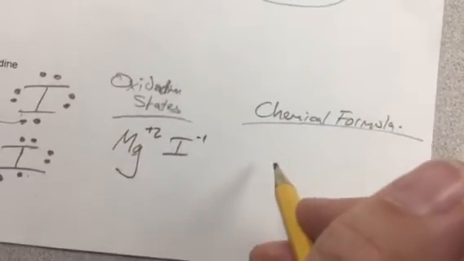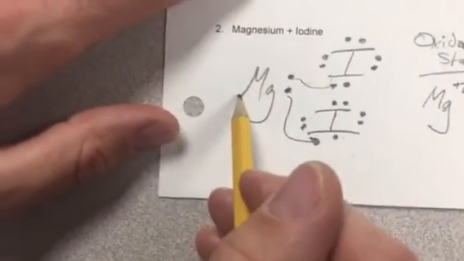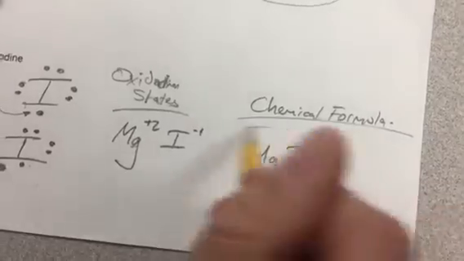And we see that it goes like this. It goes magnesium, and then I'm looking over here. It only took 1 magnesium, but it took 2 iodines, right? So it's magnesium iodine with a 2 down low after the iodine to show that there's 2 of them. And that's my correct chemical formula.